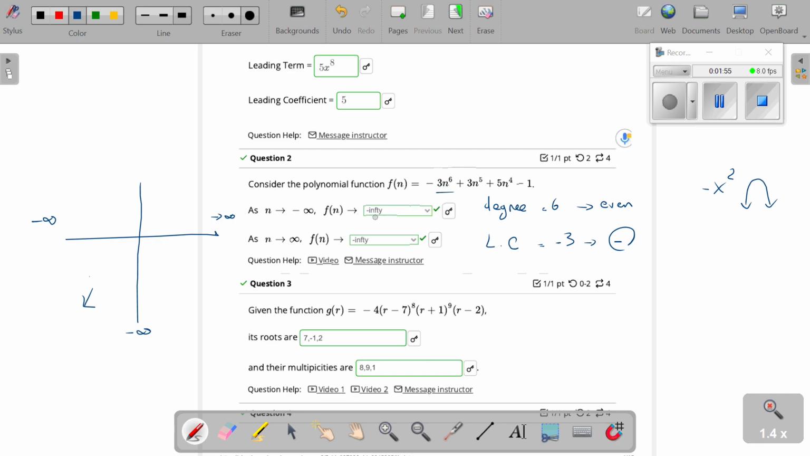So it goes to negative infinity. And the other side is also the same way like this one, goes to negative infinity. So when n goes to infinity, f of n goes to negative infinity.